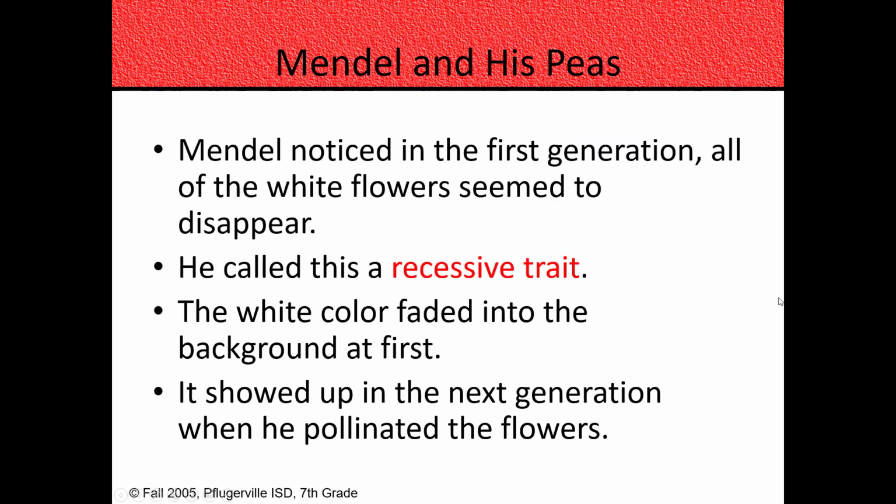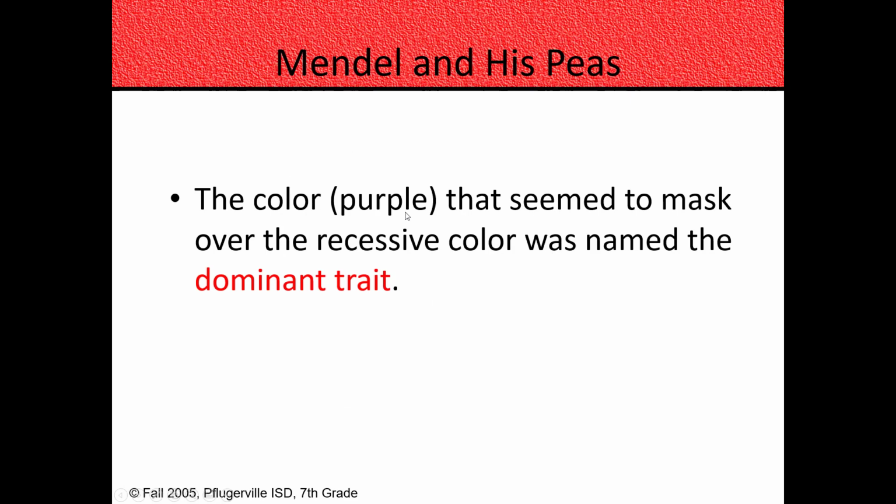So Mendel noticed in the first generation all of the white flowers disappeared, and he called this the recessive trait. So when you do a cross, if one of the traits disappears, then that is your recessive trait. And the white color isn't gone. The genes for white are still there. They're just being suppressed. They're being covered up by the genes for purple. And so it will come up again whenever you get a flower that has both recessive lowercase letters. So the color purple that seemed to mask over the recessive color was named the dominant trait. So the one that covers over the other one is the dominant.